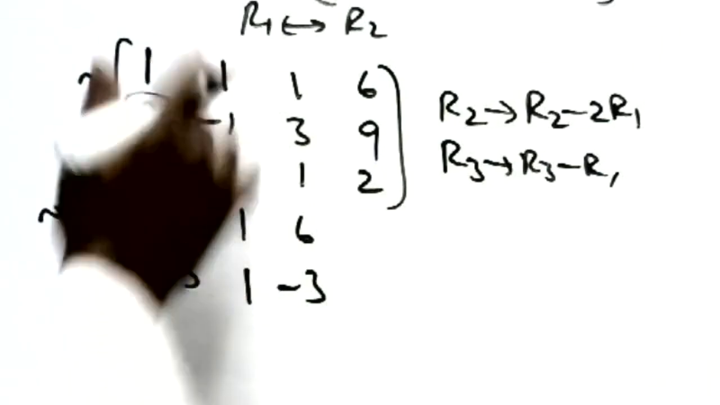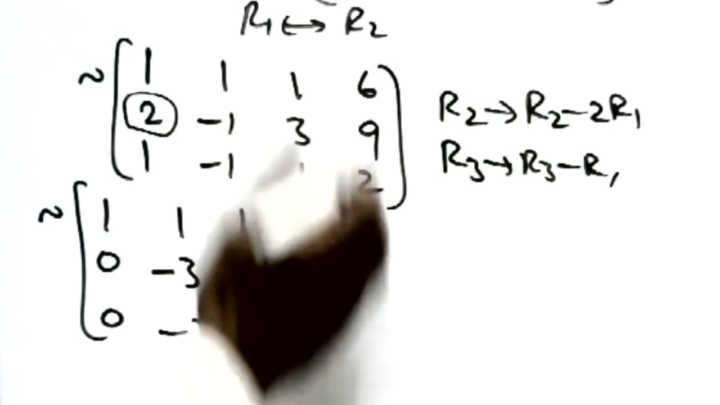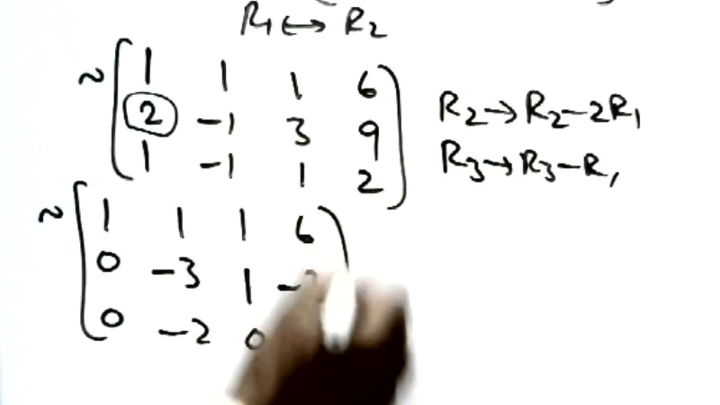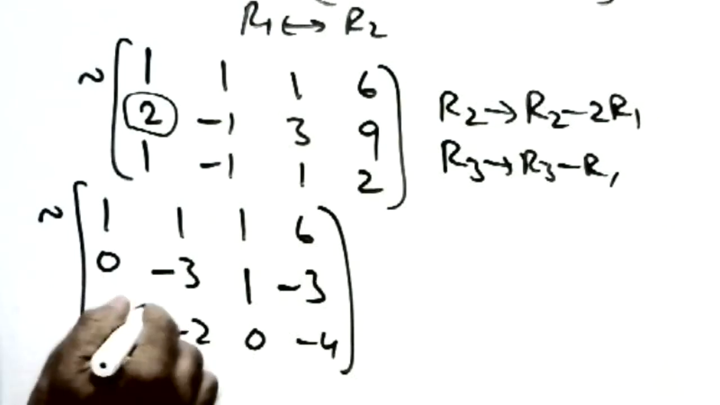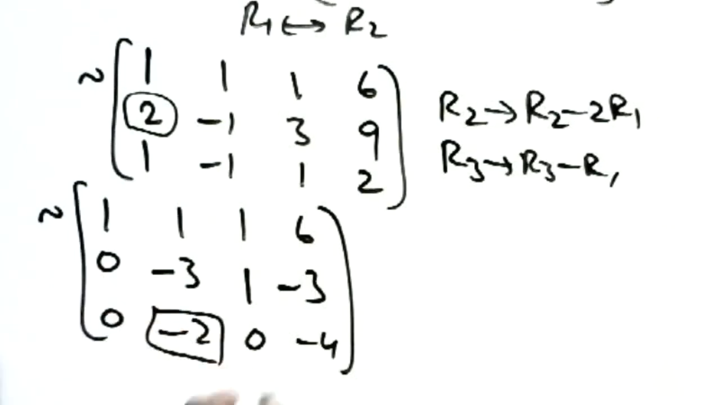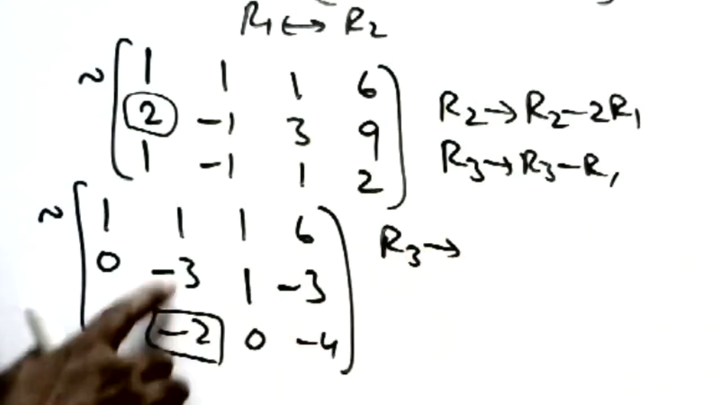Now lastly R3 minus R1. 1 minus 1 is 0. Minus 1 minus 1 is minus 2. 2 minus 6 is minus 4. Now we have already made two zeros. Now we have to make this one 0. Okay, so I'm changing like this.